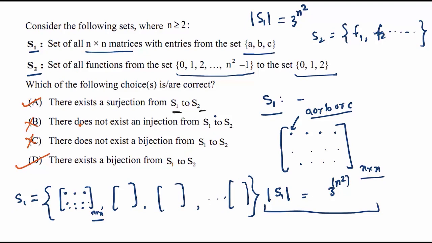So this question was easy. We just need to check the cardinalities and we should know how cardinalities relate to the type of function that is possible between S1 and S2. I hope this is clear. Okay.